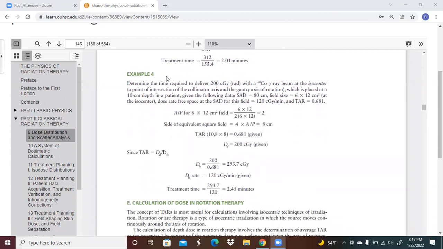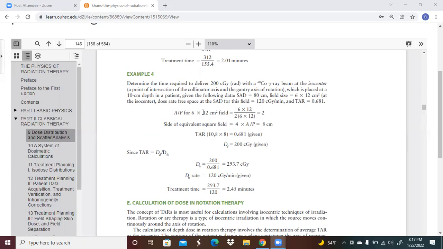So example 4: calculate the time required to deliver 200 centigray with a cobalt-60 gamma ray beam at the isocenter, which is placed at 10 cm depth in a patient, given the following data. SAD is 80, field size is this, dose rate in free space at the SAD is this, and the TAR is 0.681.